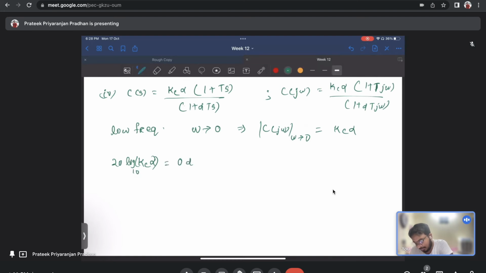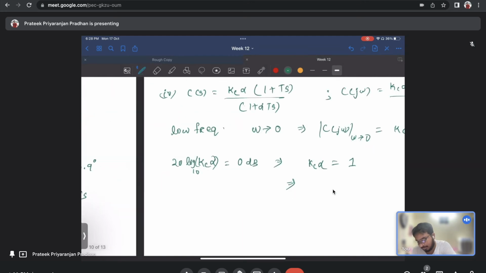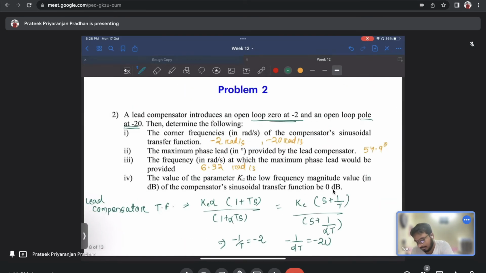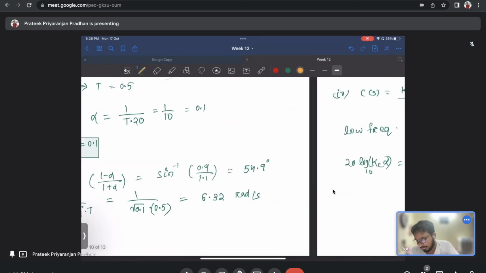The question given means Kc alpha is equal to 1. We know what alpha is, so Kc is equal to 1 by alpha, which is 1 by 0.1, equal to 10. So the Kc needs to be 10. Okay, so these two questions were fairly straightforward.